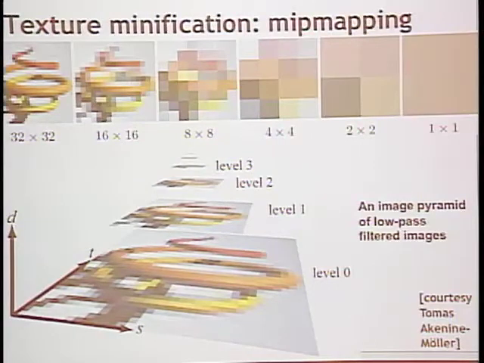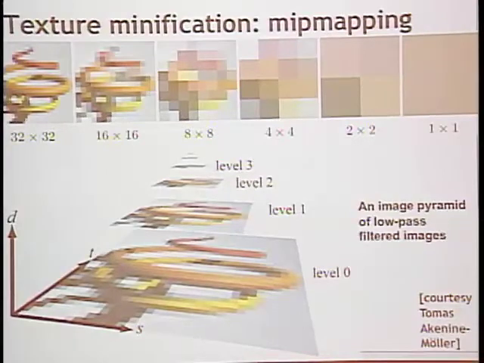Okay, so that's cool, and this is going to make things look actually better. The tricky bit here is how to figure out what level we're going to be at. We want to pick something so that the size of the pixel that's projected onto the texel is going to be roughly the size of a texel. That's our goal from a signal processing point of view.